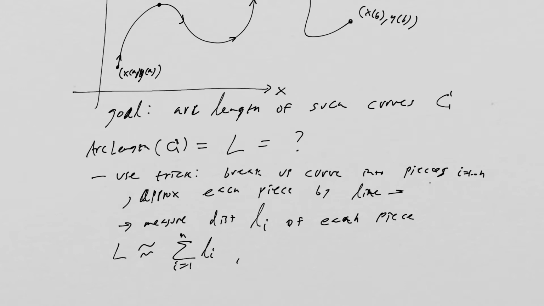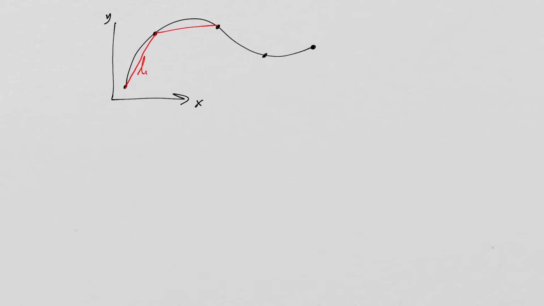Okay. So let me just see if I can get a schematic of this up for you guys. There's x and there's y. And there's my curve. Okay, what I'm going to do is I'm going to break it up into pieces, like that. And then I'll draw a line right there. That'll be L1, L2, L3, and L4. All right, so L is going to be approximately equal to the sum of i equals 1 to 4, in this particular case, of Li.